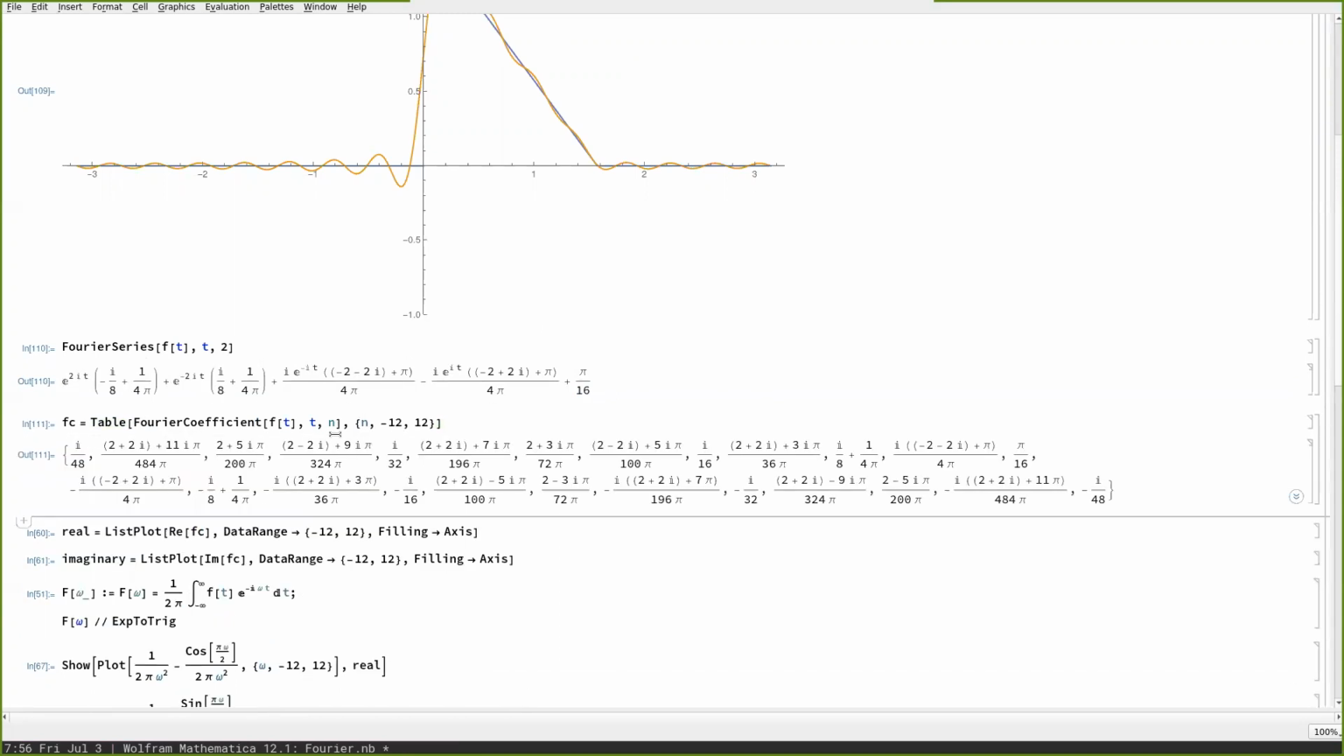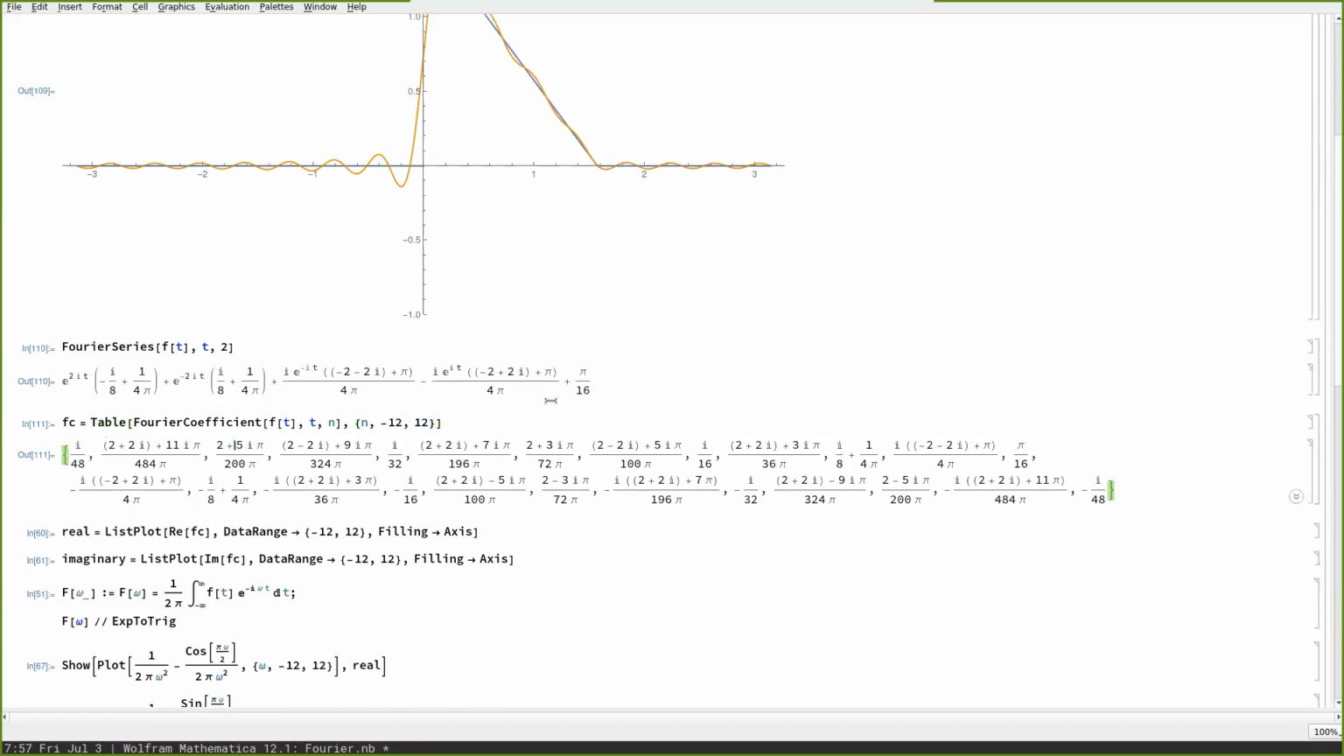So here I'm going to show you a table containing the coefficients in this Fourier series where n can go from negative 12 to 12. So for example, the coefficient of e to the 2it should be this term highlighted, and I can see that term on my list here that corresponds with n equals 2. The n equals 0 term is pi over 16, so I can see the n equals 0 term is pi over 16 here. Apparently the coefficient in the Fourier series when I take e to the negative 12, since I'm plotting from negative 12 to 12, is i over 48.